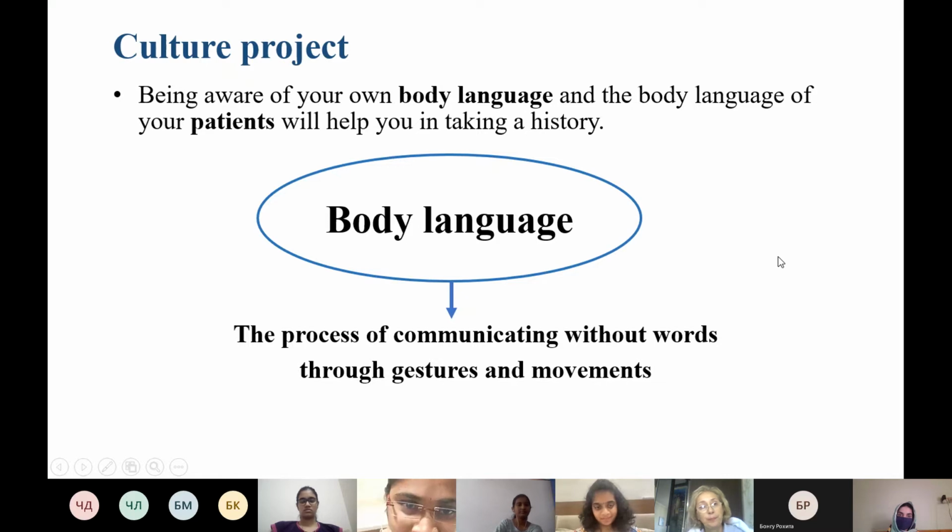And let us focus on some culture project that we will continue working with as a home assignment later after the class. So we are going to speak about body language, and being aware of your own body language and the body language of your patient will help you as a doctor in taking a history. Here's the definition for this term. Body language is the process of communicating without words through gestures and movements, as you know.